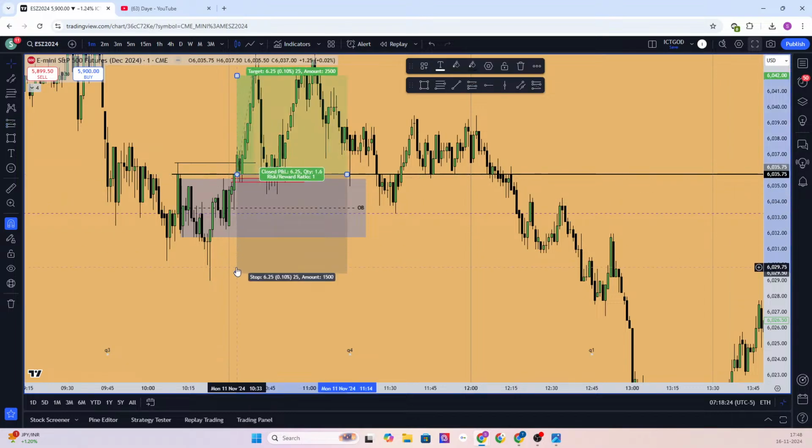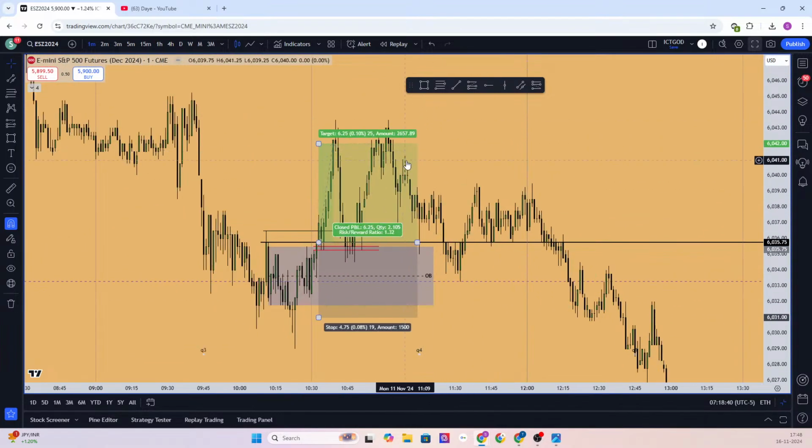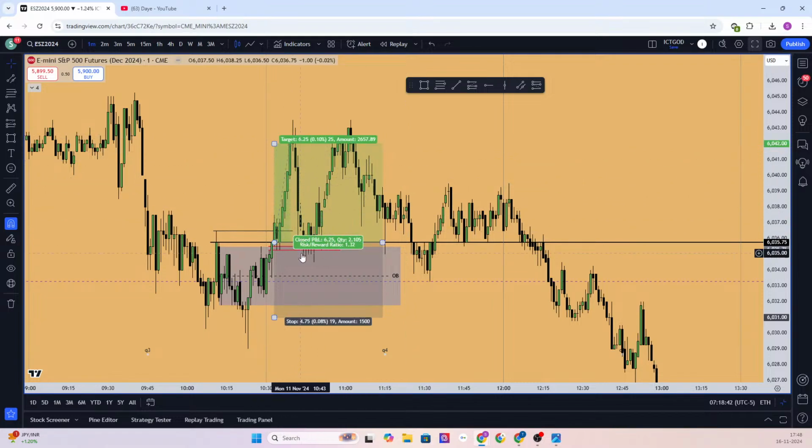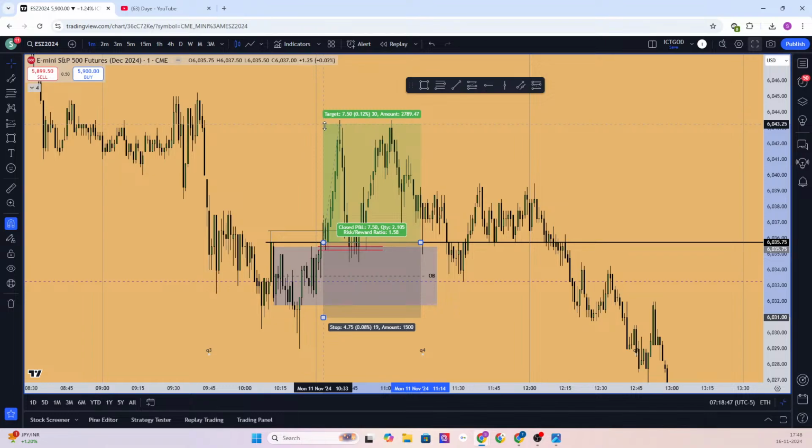So I would have entered here. My SL I would have kept at this low. I don't keep it to the low, this will mess up my risk management. What I would do is look for the lowest low, down close candle in the 1 minute. So this is the lowest down close candle. I'd keep it here. So once this enters, start taking partials.